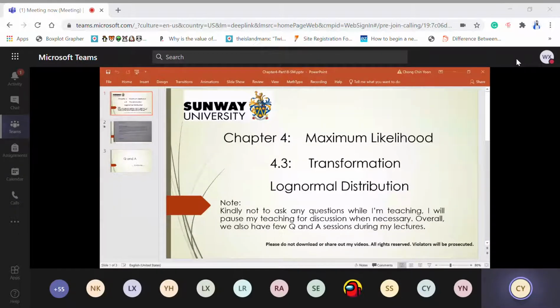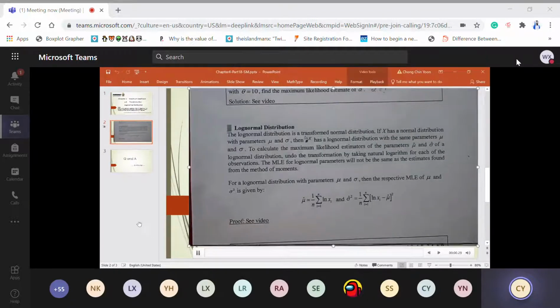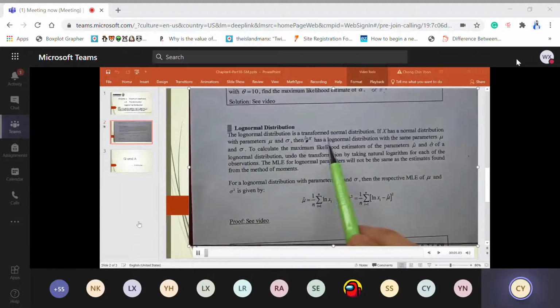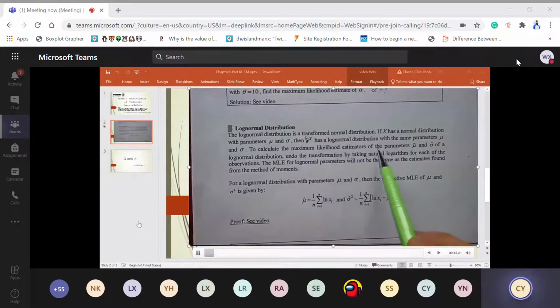Okay, now we go to log normal. Log normal distribution is a bit different, class. Okay, the formula is a bit different. The concept is also a little bit different, but more or less the same. Okay, so here we go. Log normal distribution. The log normal distribution is a transformed normal distribution. If x has a normal distribution with parameters mu and sigma, then log x has a log normal distribution with the same parameters mu and sigma.